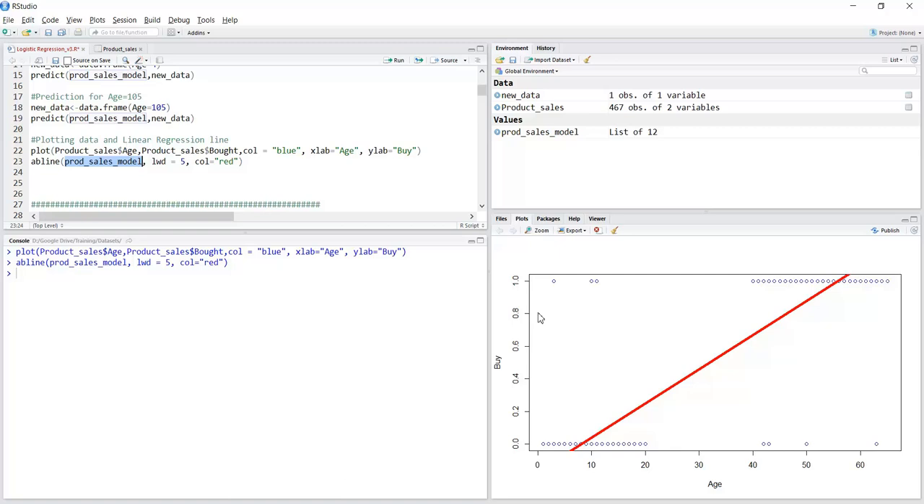When the data is non-linear, you remember our linear regression line, how the data used to span: as x increases, y used to increase.